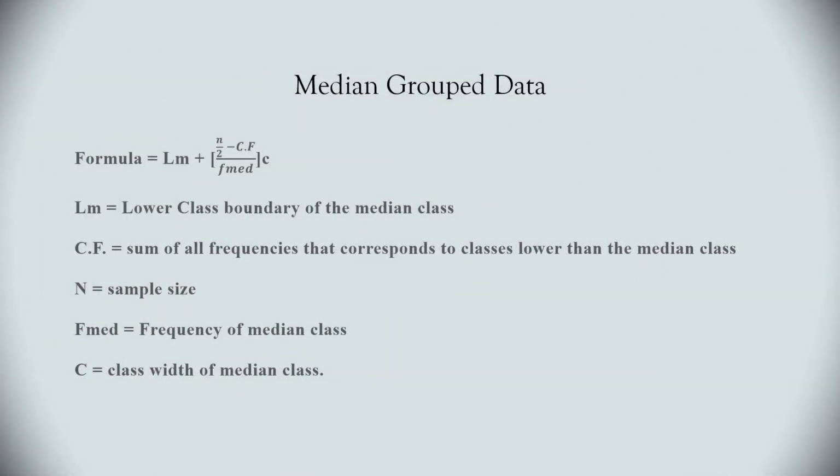We use the following formula to calculate the median of group data. Notice that we first need to locate the median class. Now, what is the median class? The median class is the class with the smallest cumulative frequency greater than the total frequency divided by 2. That means we need to calculate the less than cumulative frequencies. Once we identify the median class, we can apply the formula.